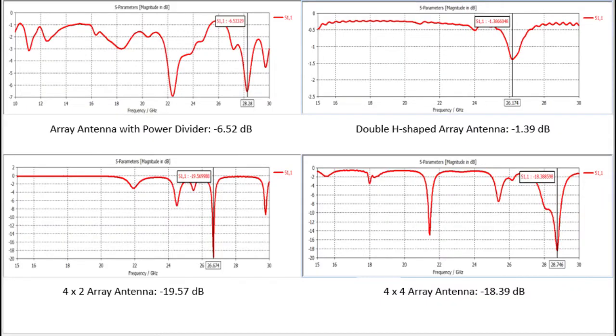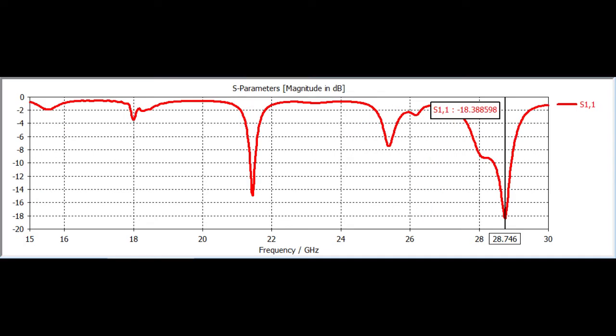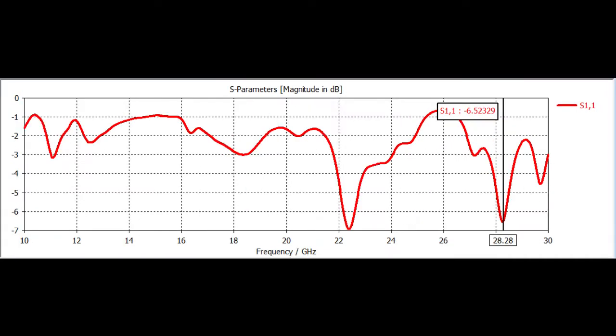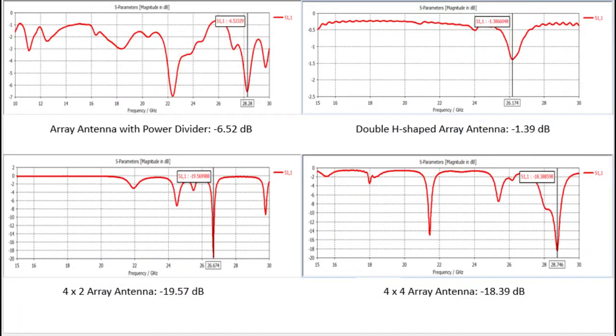First, the discussion concentrates on the return loss of each antenna. The 4x2 array antenna shows the highest return loss with a value of negative 19.57 dB, followed by the 4x4 array antenna, double array antenna with power divider, and double head-shaped array antenna, with return losses of negative 18.39 dB, negative 6.52 dB, and negative 1.39 dB respectively.